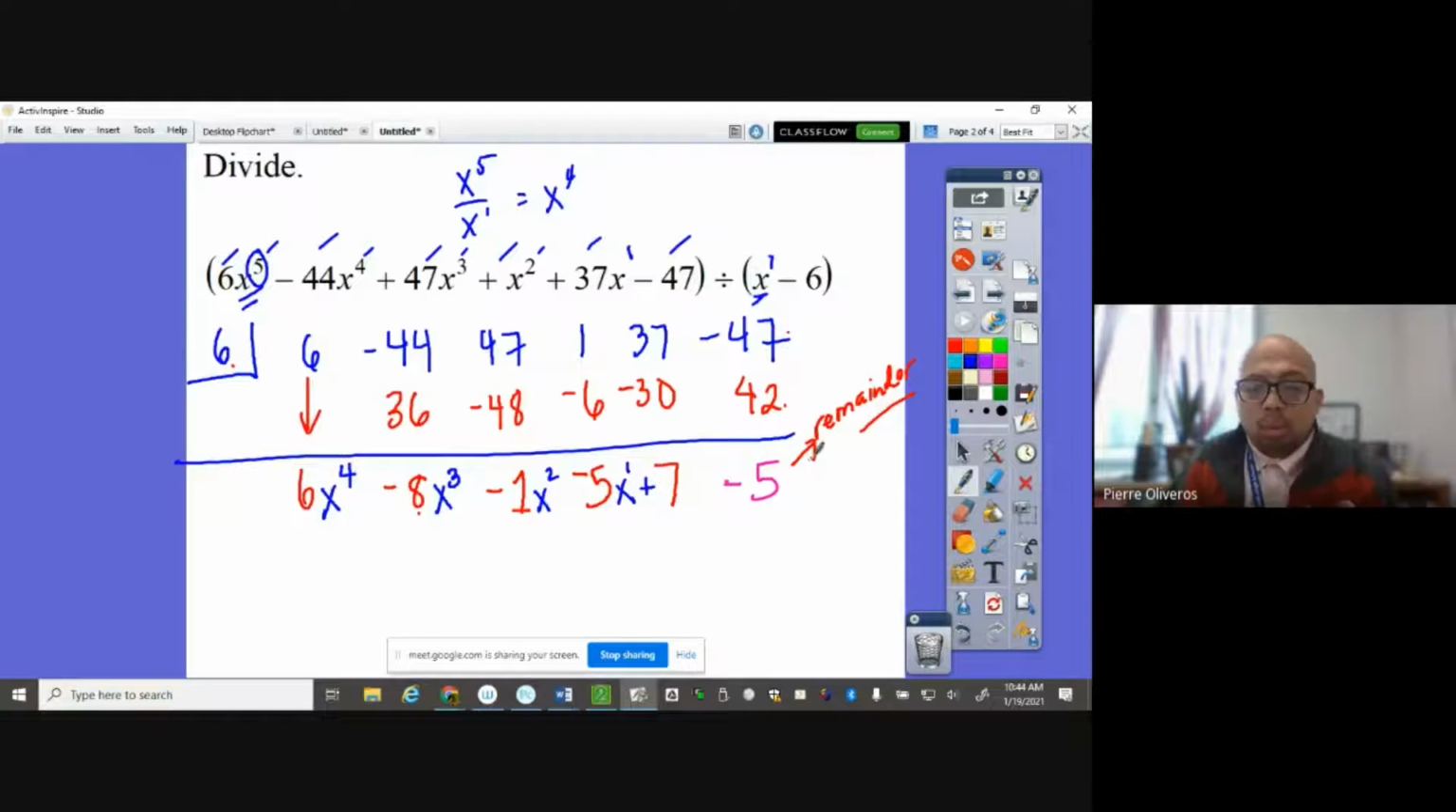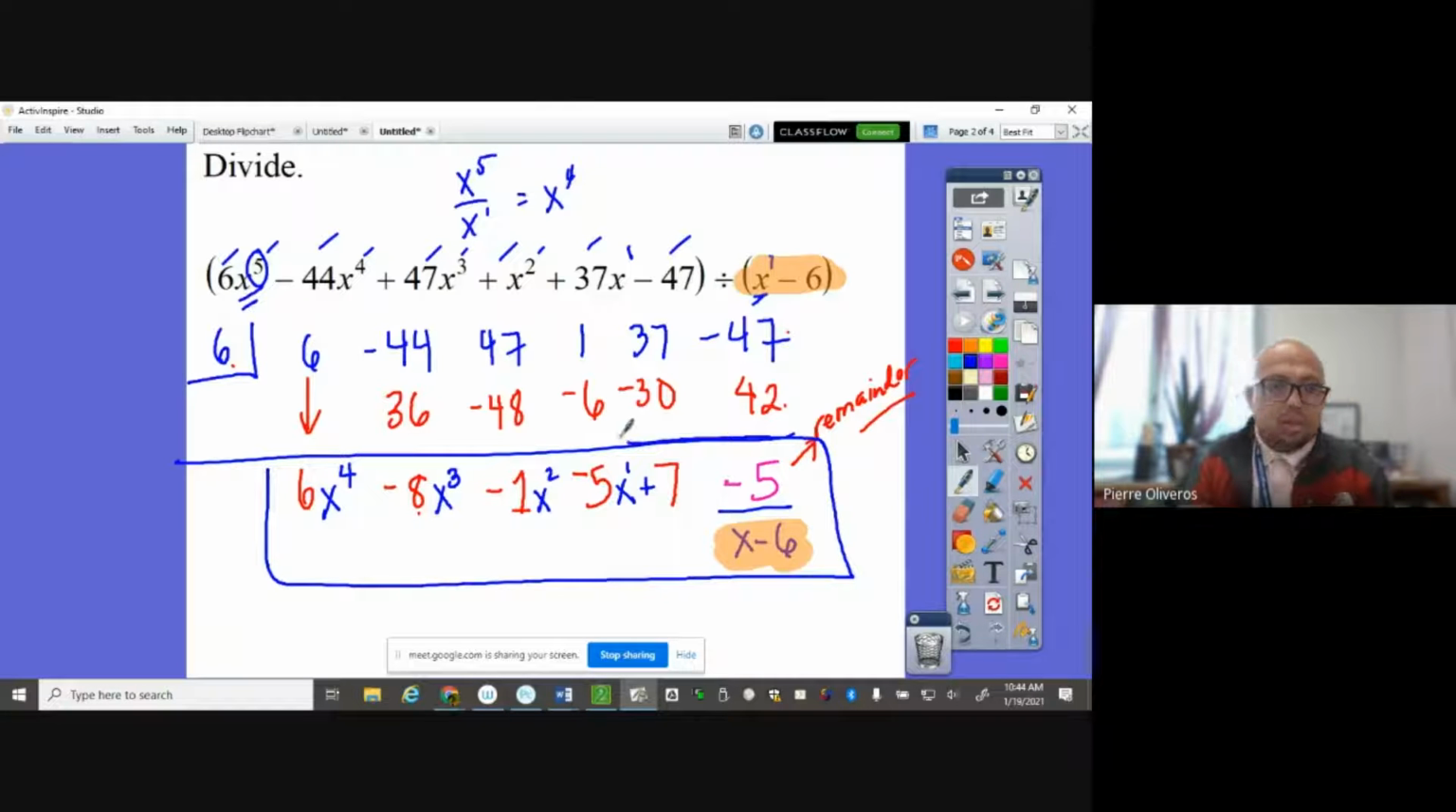Now, how does it work with the remainder? Every time you have a remainder, you write out the entire quotient with the descending degree for the variable, and then you're going to write here negative 5 over x minus 6, by writing the divisor x minus 6 under the remainder. And that will give us our entire answer.